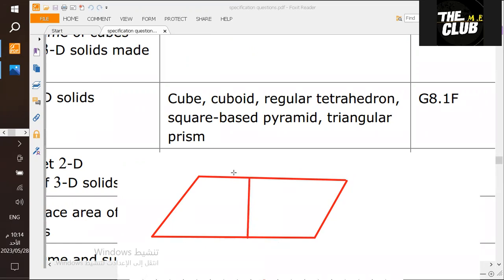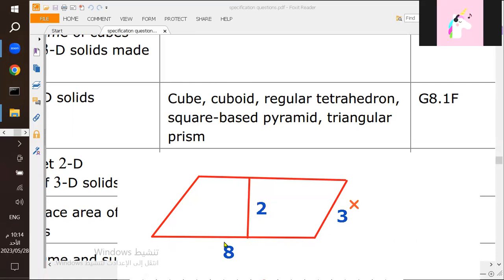So a parallelogram basically is like a square. You multiply width by length. Here we multiply base by height. But focus, we don't use this line. This is 2, for example, this is 8, and this is 3. We never use this line here. We use the base and the height only. Okay? 8 times 2.